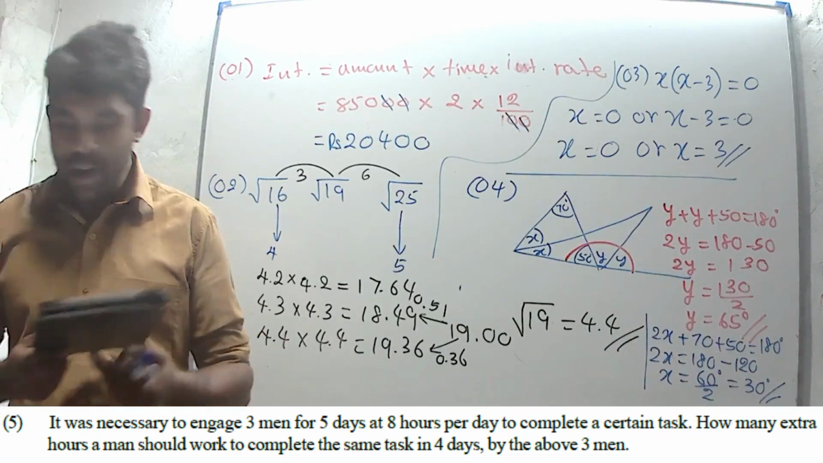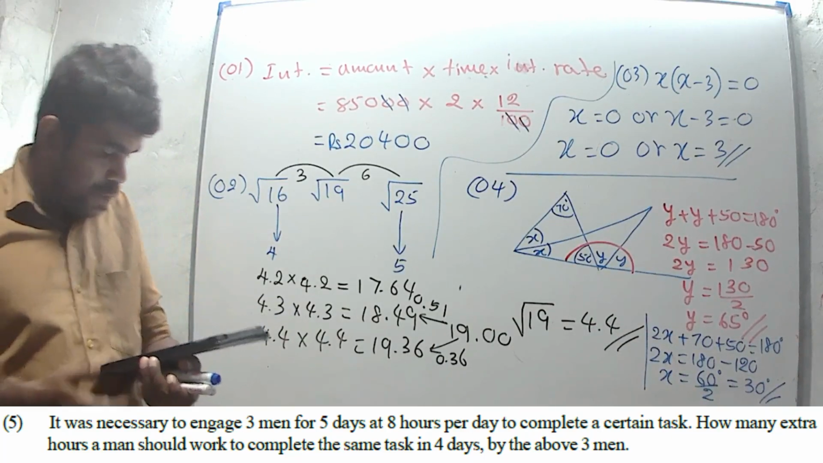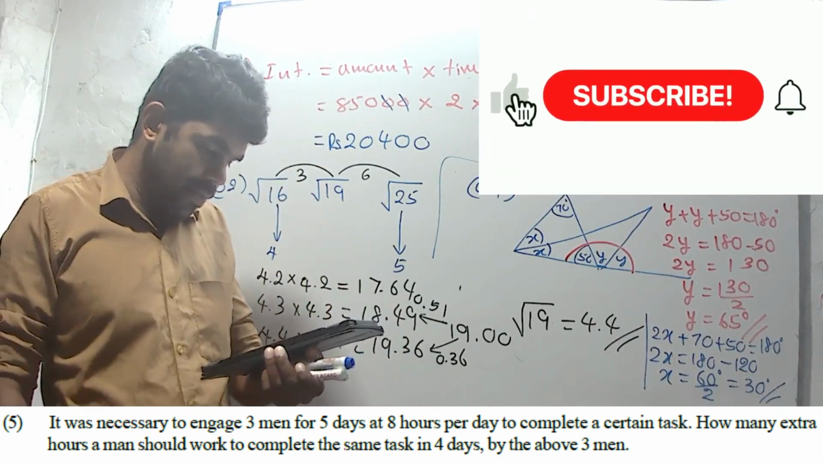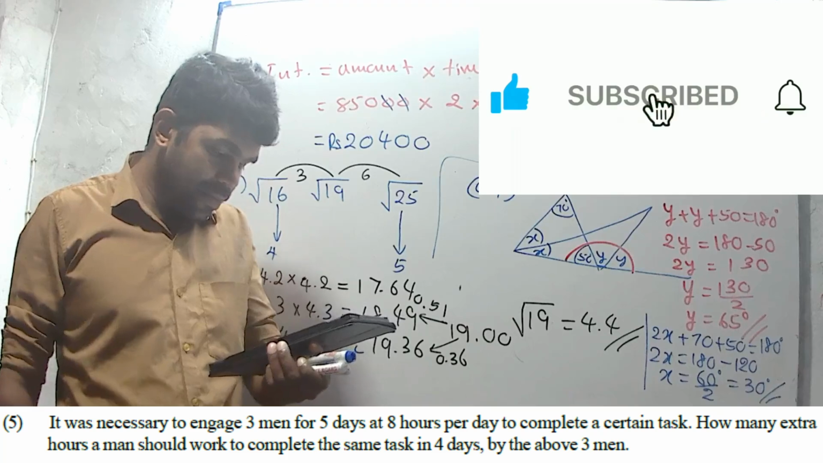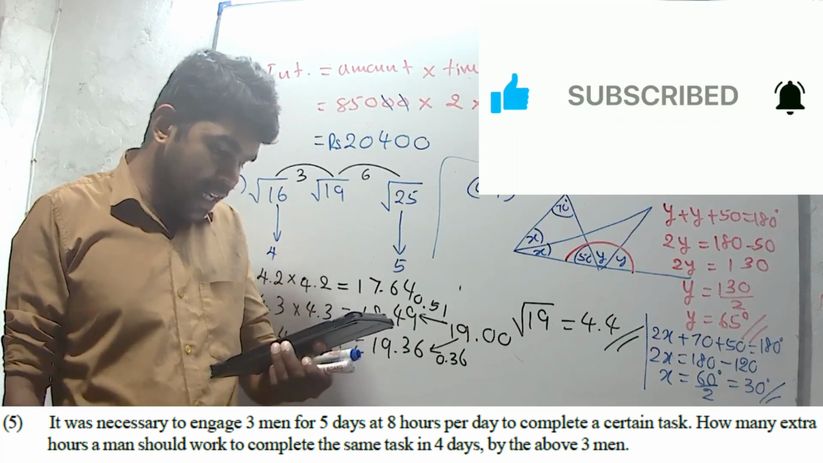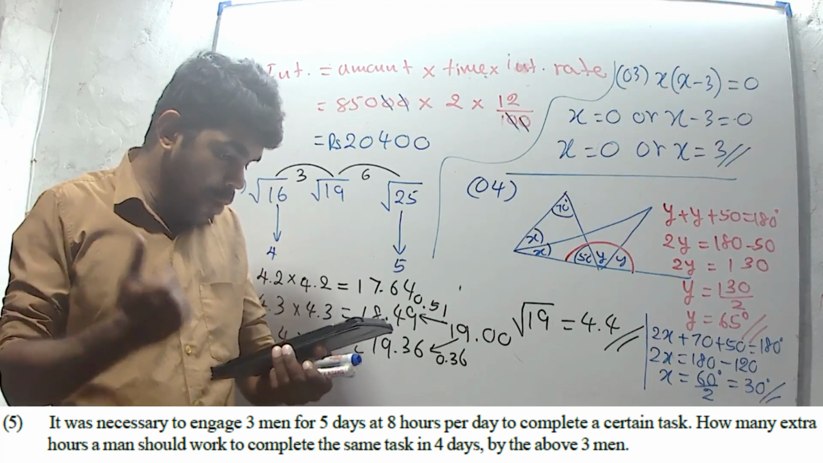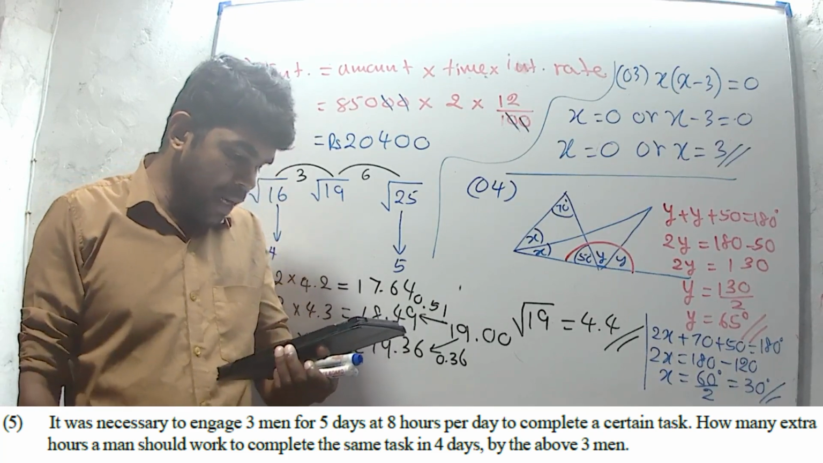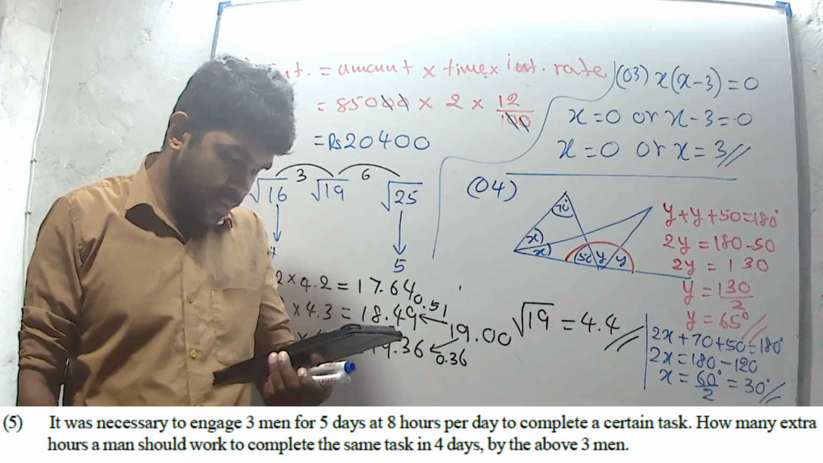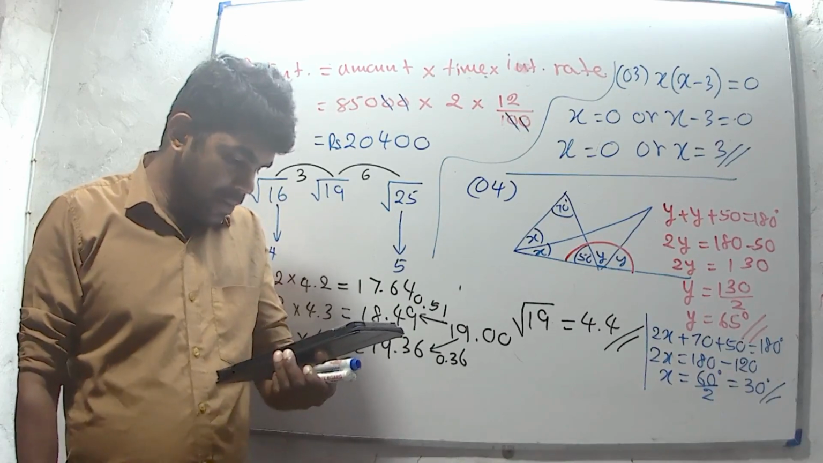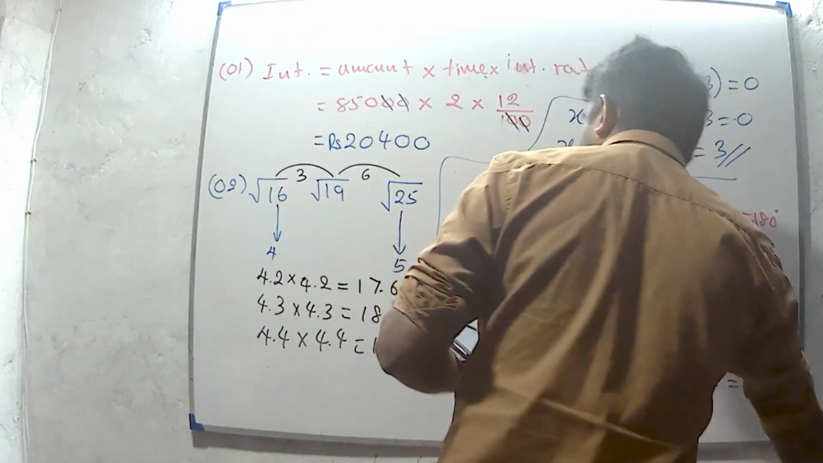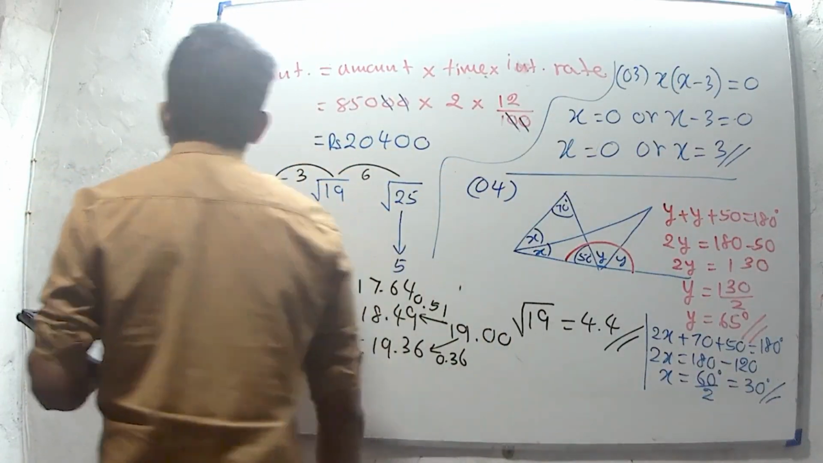Then question number 5. It was necessary to engage 3 men for 5 days at 8 hours per day to complete a certain task. How many extra hours a man should work to complete the same task in 4 days by the 3 men? We have to equal the number of man hours.